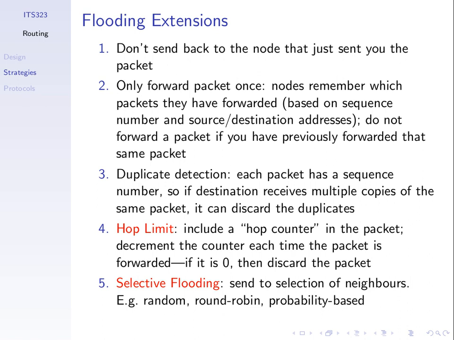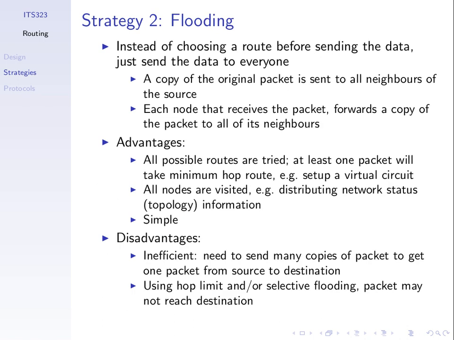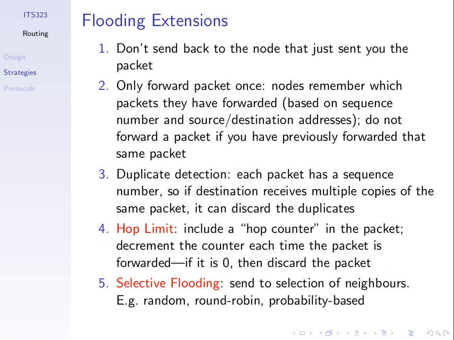Well, quite simply, a copy of the original packet is sent to all neighbours of the source. Everyone who receives that packet makes a copy and sends to all their neighbours. There are some exceptions or some rules that we can use to simplify it or to reduce the overhead. The first one is, don't send back to the node that just sent to you.